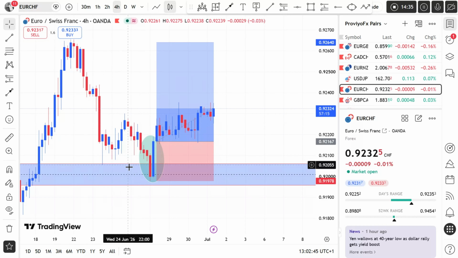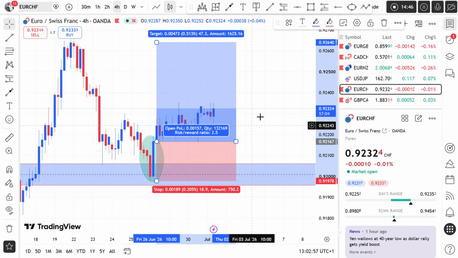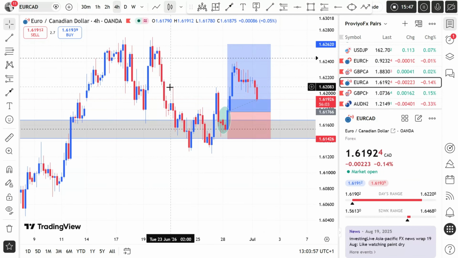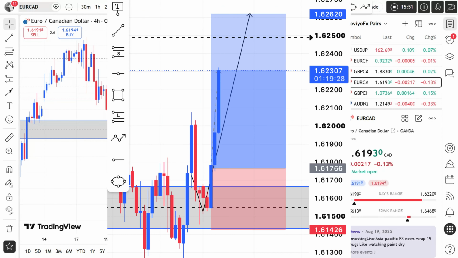So as price came into the zone, I saw this big push to the upside. So I took the trade right here. I set my stop loss at the low of the candles and my take profit at a nice and suitable area. EURCAD. This is the trade that made me $400 on Monday.